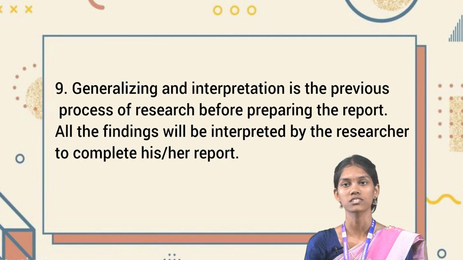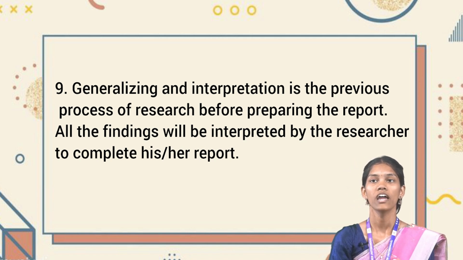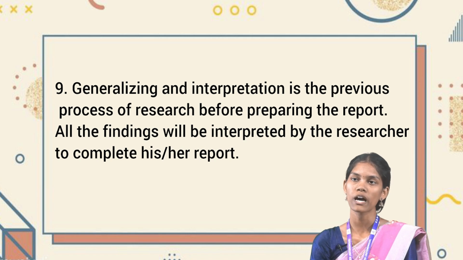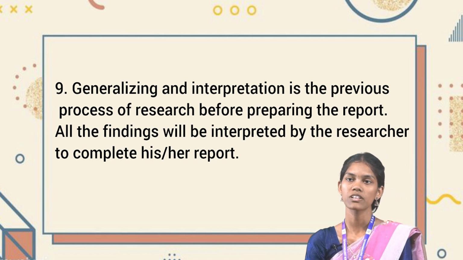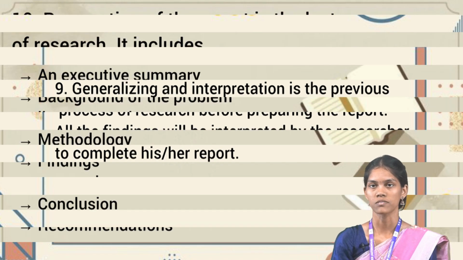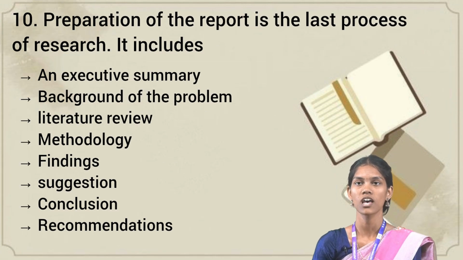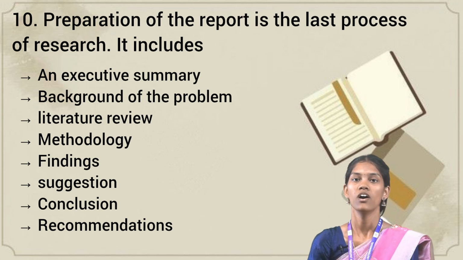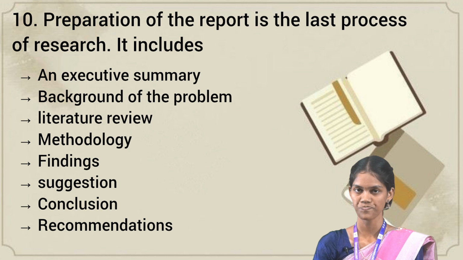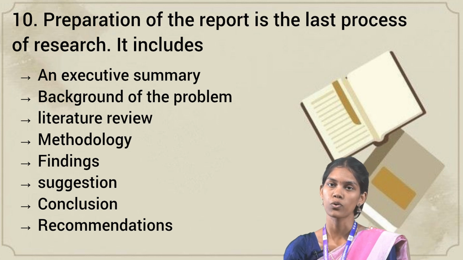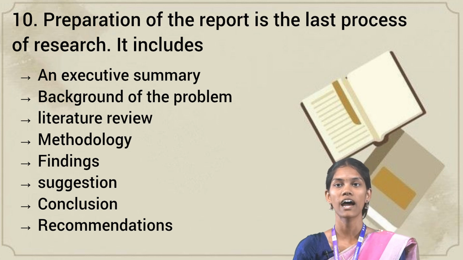So the ninth process is generalizing and interpretation, the process before the report. Before preparing the report, all the findings will be interpreted by the researcher to complete his or her report. So the last process is preparation of the report. It is the last topic. When a researcher completes his research, the last step is to prepare the report. So first one is an executive summary.